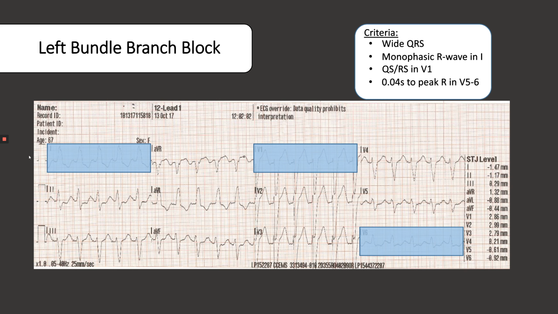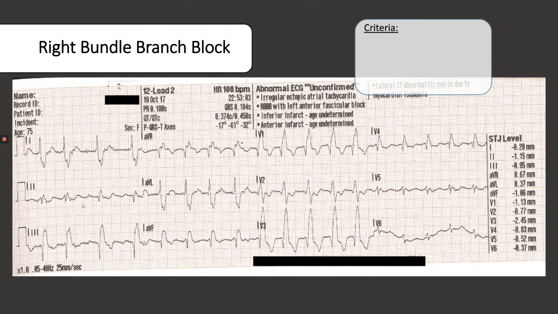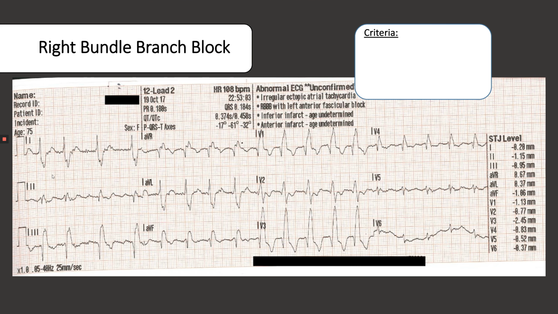But moving on to the right bundle branch block, in this criteria, if you couldn't already figure it out, the first one's going to be wide QRSs. And I'm looking at all the leads, and that's what I've got. I've got wide QRSs here all throughout. Now, I know sometimes, especially for beginners, let's say we're looking right here, and you're like, well, where does the QRS end? Does it end right here, or right there, or where does it end?